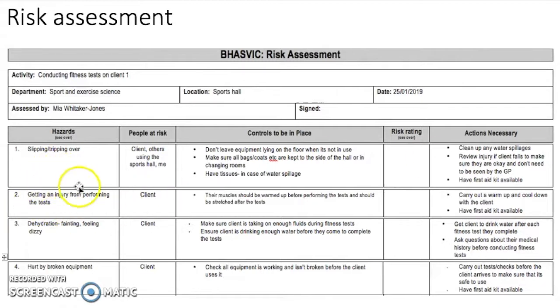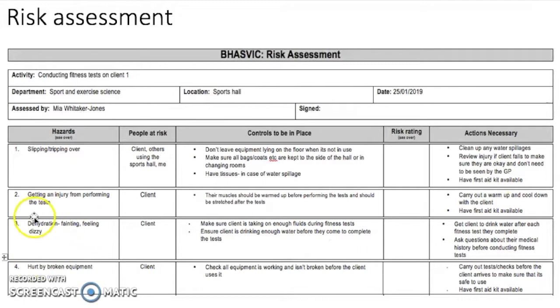Getting injured from performing the test is another hazard. The person at risk is the client. Controls in place are that their muscles should be warmed up before performing the test and stretched after the test, so make sure that he does a warm up and cool down, which is a great way of preventing injury. The action necessary is carrying out a warm up and a cool down with the client and having a first aid kit available just in case.